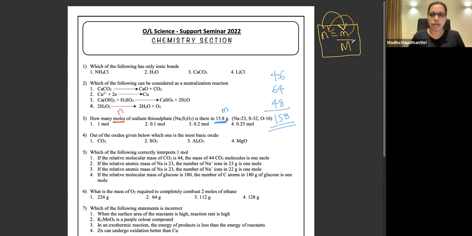So that is the capital M, right? That is a capital M. So then to find the number of moles, the mass given is 15.8 grams divided by 158 grams per mole. So thereby we get the number of moles as 0.1. It's a very easy simplification. So then we can take the answer as second one.